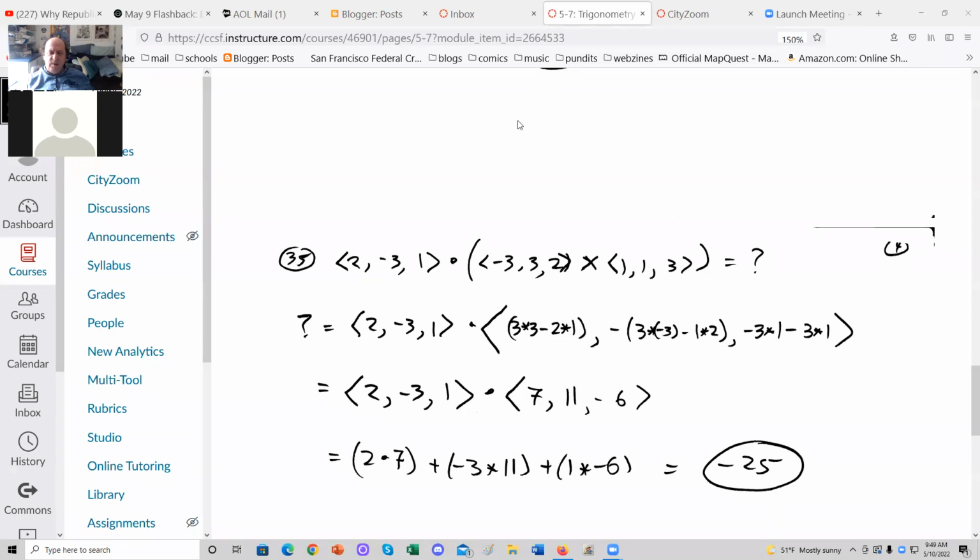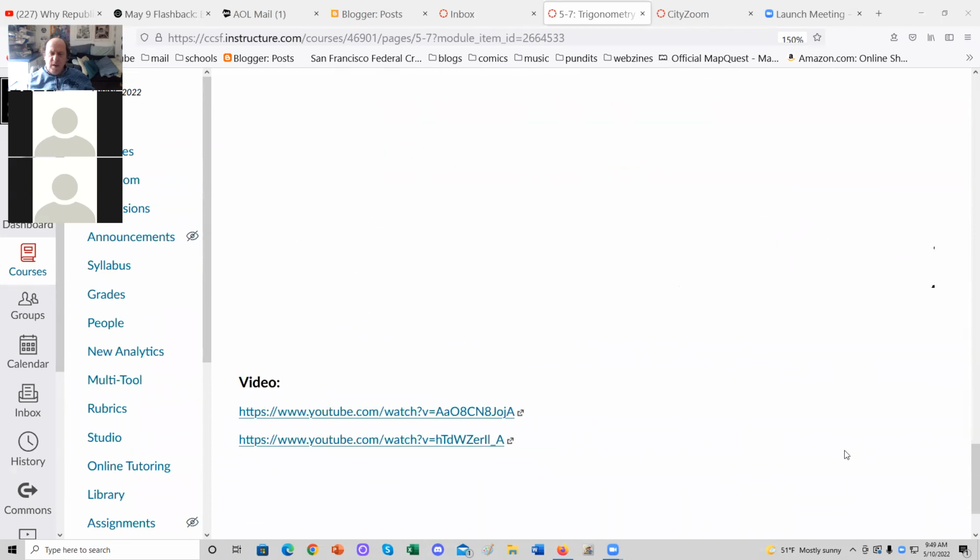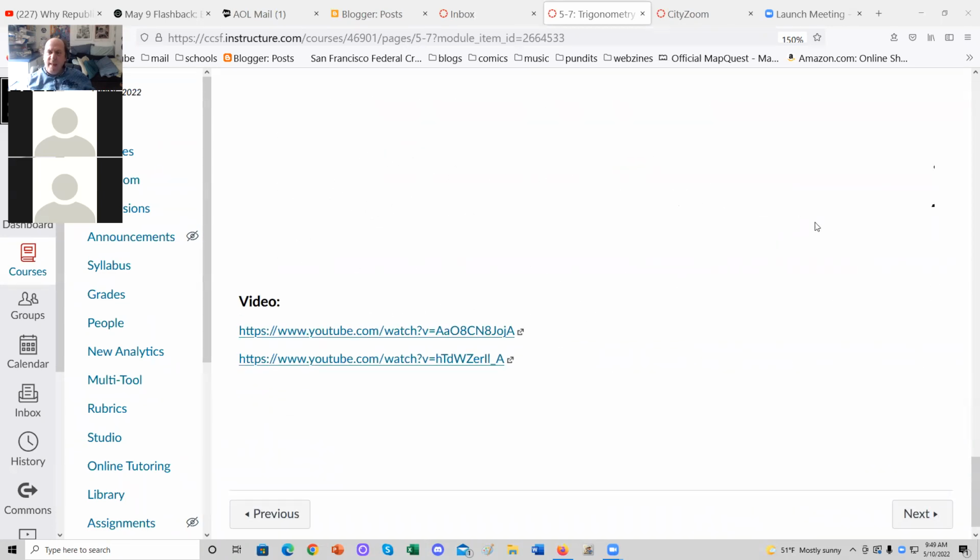And then to expand that, just a second. 2, -3, 1 dot 7, 11, -6 is 2 times 7 plus -3 times 11 plus 1 times -6. After a bit of arithmetic, that's -25. Okay, that's it for now. Okay, let's conclude this.